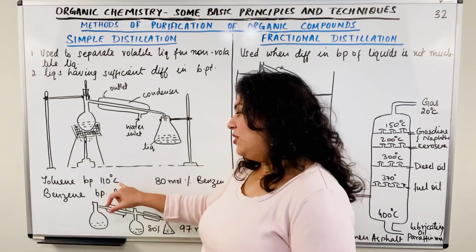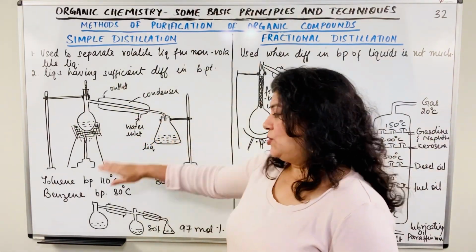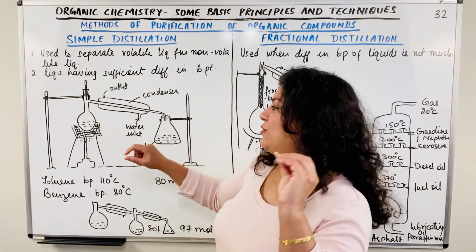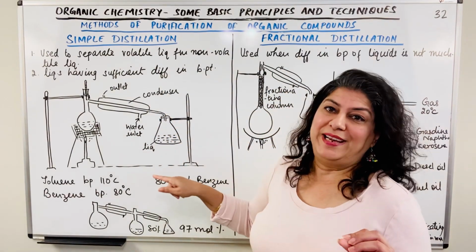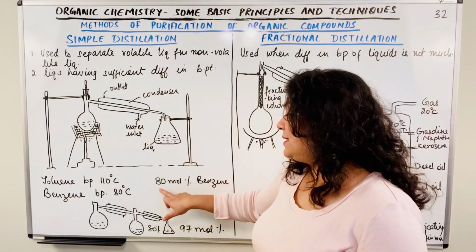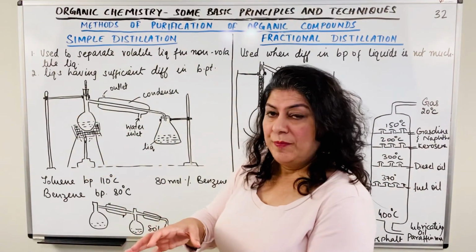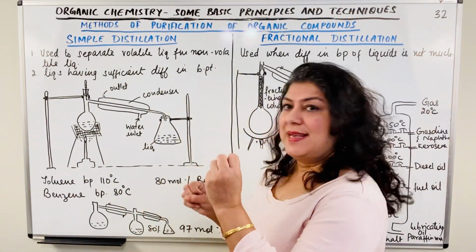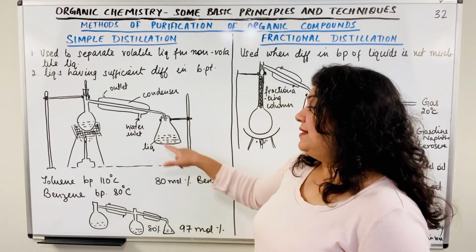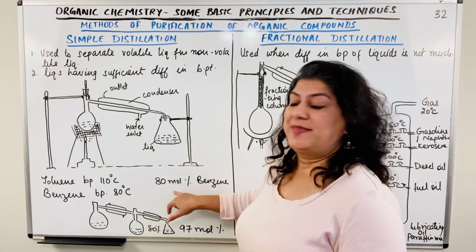So although this is a very good technique to separate out the liquids, when you get the benzene here, what will you get? When you start heating it up to 85 degrees, you will get benzene here. But some molecules of toluene will also be collected. So you will not get absolutely 100% pure benzene, but you will get 80 mole percent. That is, if you had a 50-50 mixture, say 50 moles of toluene and 50 moles of benzene, then in this flask, by the process of simple distillation, you will get 80 mole percentage of benzene.